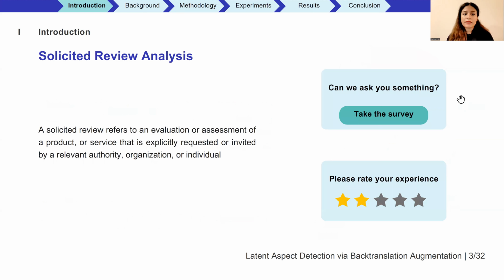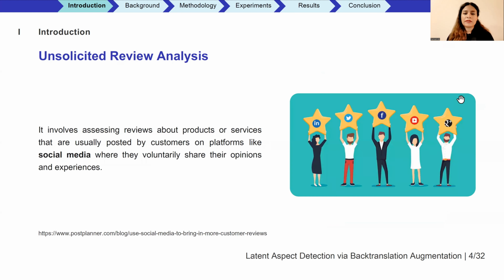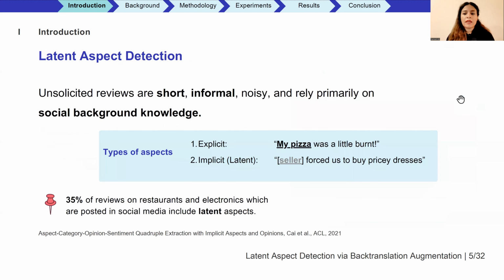But how do we collect these reviews? The traditional way is that companies send emails to the customers asking them to fill out some surveys or rate their experiences. In this way, they collect solicited reviews. But unlike these solicited reviews, the other way that customers prefer is the unsolicited reviews, in which they voluntarily share their experiences on social media with their friends. But how does it differ from the solicited ones?